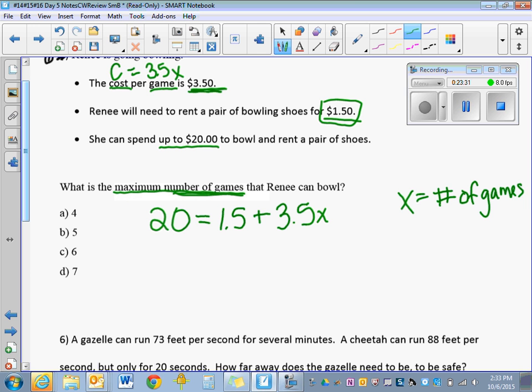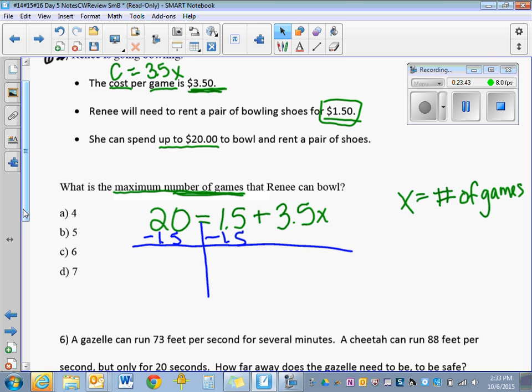Okay, let's go ahead and solve. Jordy, what do you think our first step is going to be? Subtract 1.5? What do we get when we subtract? 18.5, good. 1.5 minus 1.5 cancels out. 3.5x. Why did I not subtract my 3.5x over? Because it has the variable next to it. Right. This has a variable with it. 20 does not have a variable with it. They're not like terms. So it would have been pointless.